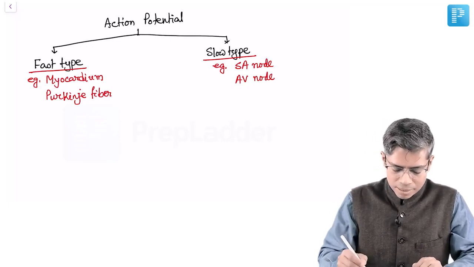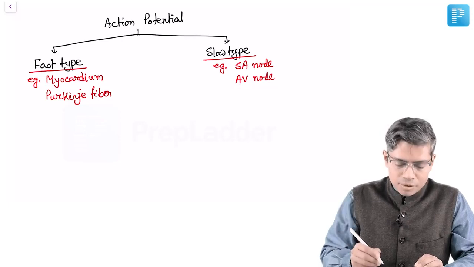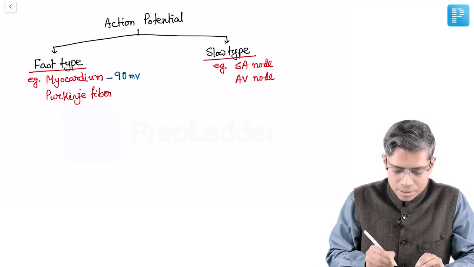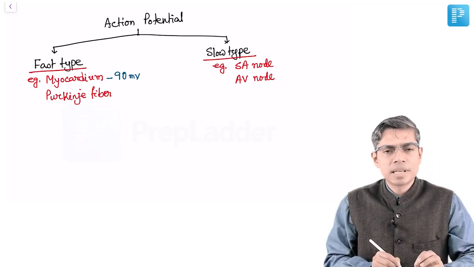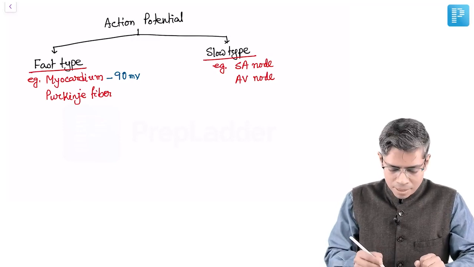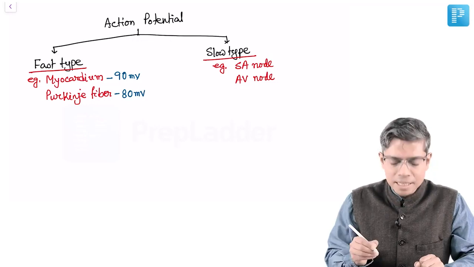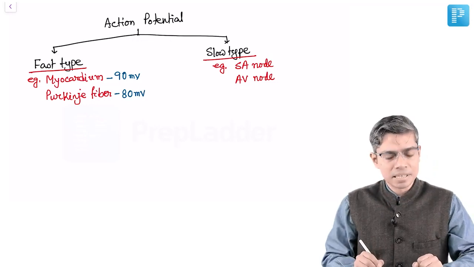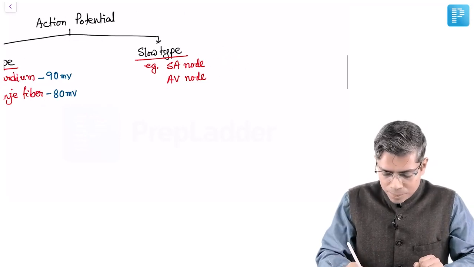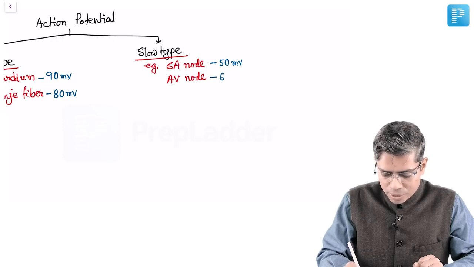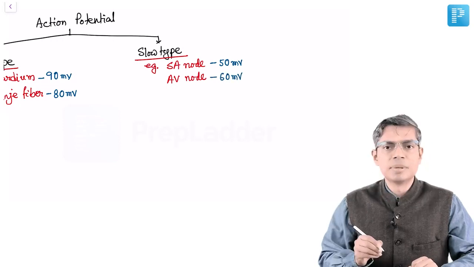But before discussing other things, let's try to understand what is the resting membrane potential of this myocardium. We have discussed this in a previous session. This is minus 90 millivolt like that of the skeletal muscle RMP. But if you look at the Purkinje fiber, Guyton is saying it is a little different, that is minus 80 millivolt is the RMP of the Purkinje fiber. Similarly, the SA node RMP, resting membrane potential, is minus 50 millivolt and the AV node is more negative, that is minus 60 millivolt.